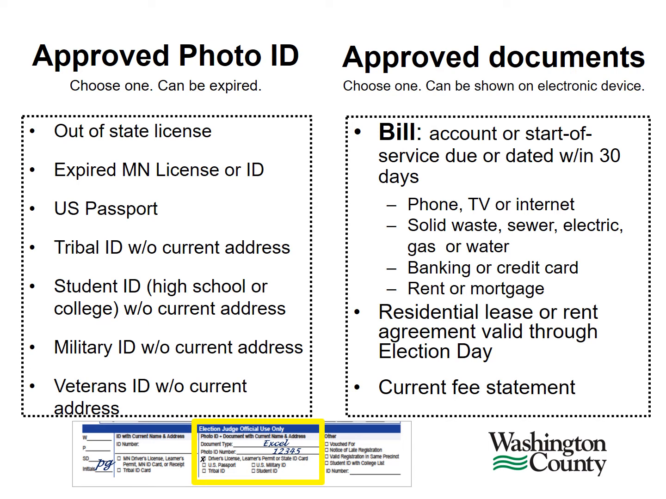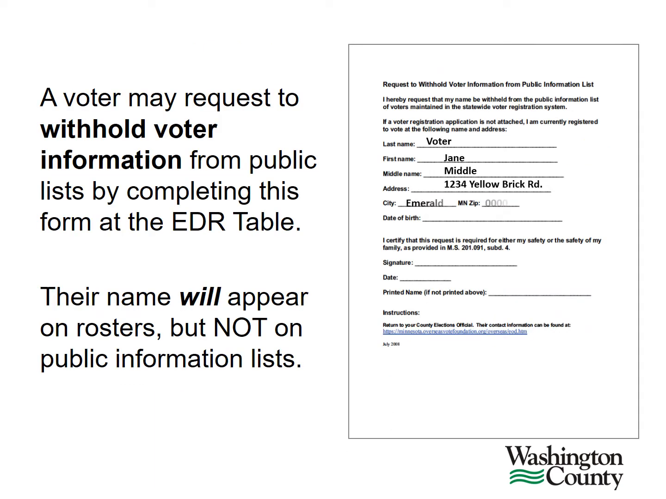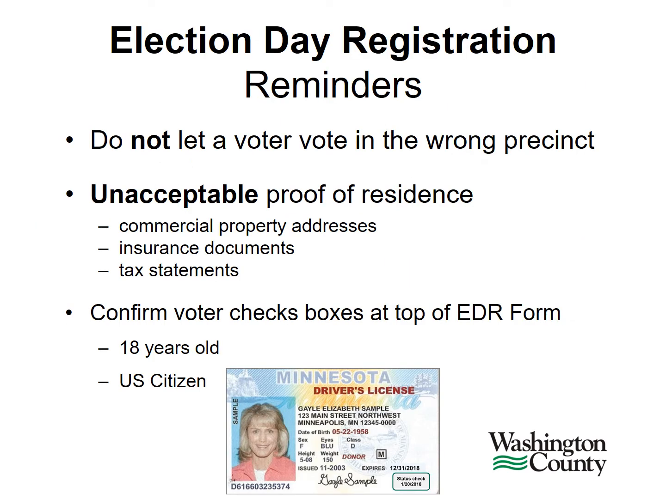If a voter requests to have their name withheld from public information lists after they've registered, the voter will complete this form after they've completed their voter registration application. Inform the voter that their name will appear on rosters, but will not appear on public mailing lists. Please staple this request form to the back of the EDR application. You'll return both forms in the completed close of polls roster and EDR plastic bag at the end of the night.